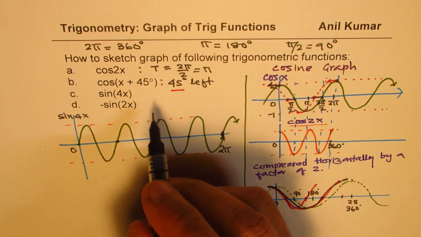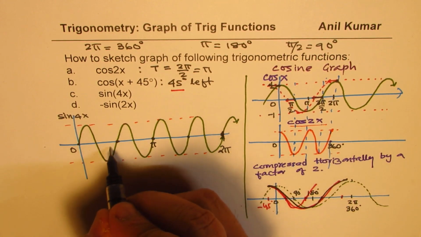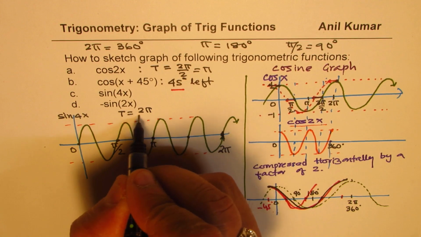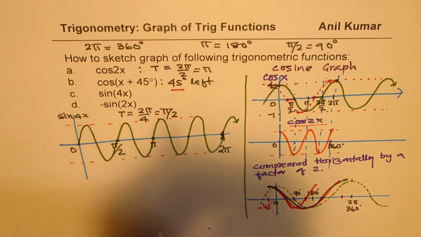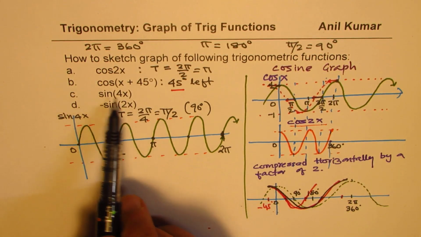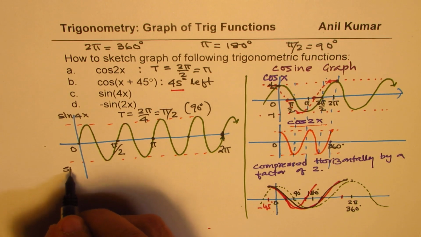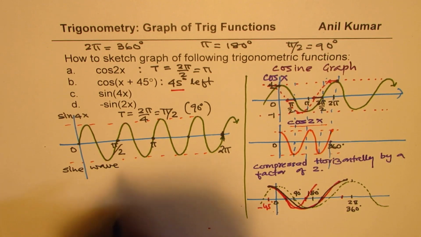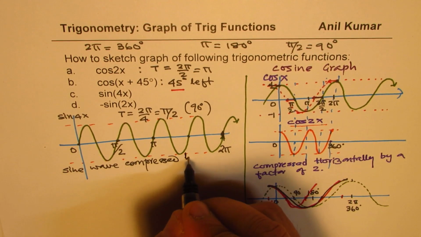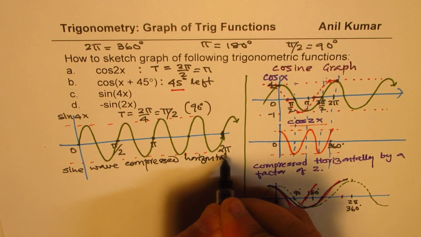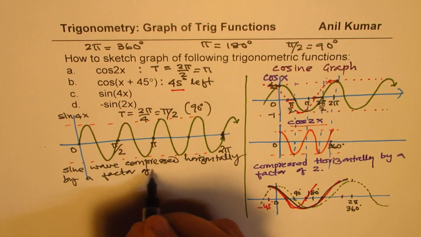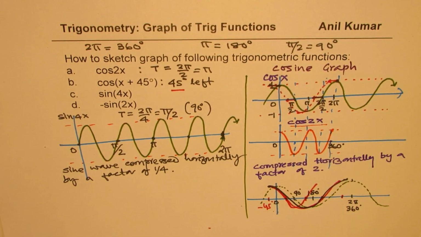So the time period of one wave is 1/4 of 2 pi, that is pi by 2. So here the time period is equal to 2 pi by 4 or pi by 2, right? Or in degrees, you can say 90 degrees. Does that make sense? So sine of 4x is basically a sine wave compressed horizontally by a factor of 1 over 4, right? That is what it is.